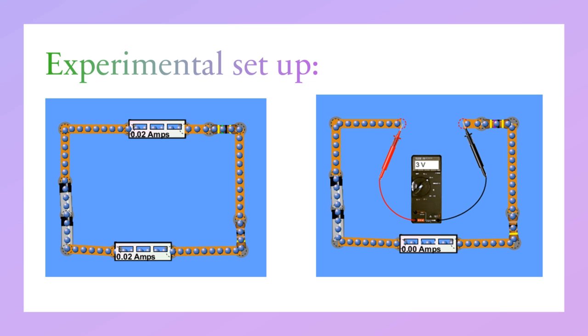So my experimental setup for the first part is I set up two resistors, one 47 ohm and one 100 ohm. As we can see, we put the amps before and after the resistors, and it's the same because current is the same no matter what the voltage is. And then when we tested for volts, we got a potential difference of 3 volts in our circuit when unconnected.